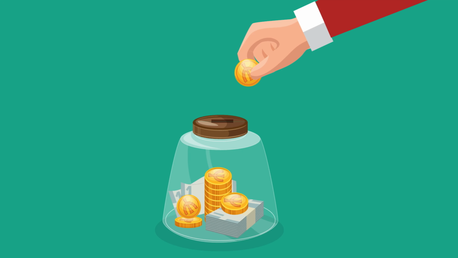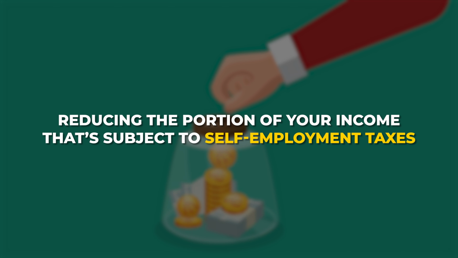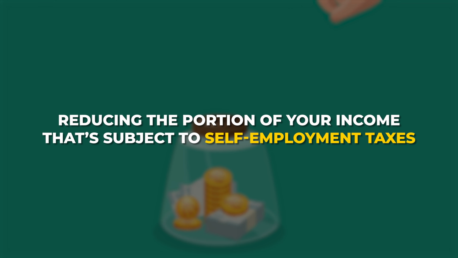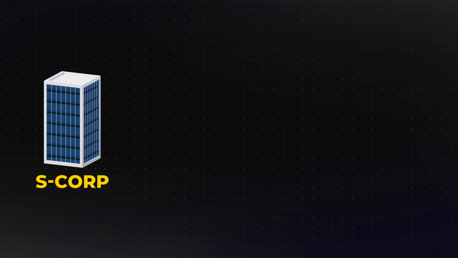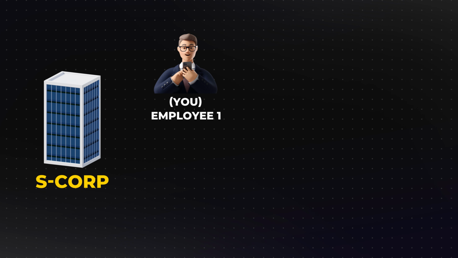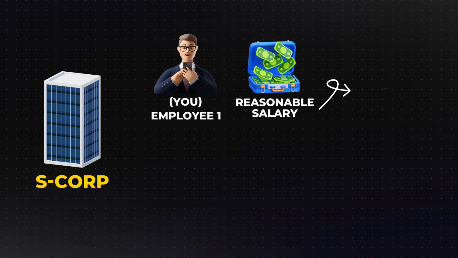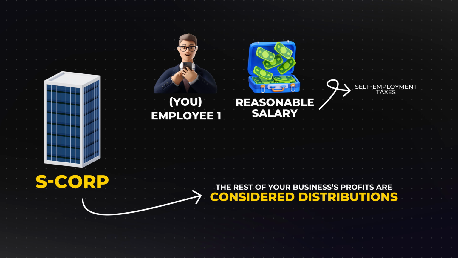Now, this is where the S Corp structure provides an advantage. An S Corp allows you to legally reduce the portion of your income subject to self-employment taxes. Here's how that works. When you elect S Corp status, the IRS views you not only as the owner of your business, but also as its employee. You pay yourself a salary that is subject to self-employment taxes, but any additional profit classified as distributions is not. By separating your income into these two categories, you can dramatically reduce your tax liability.